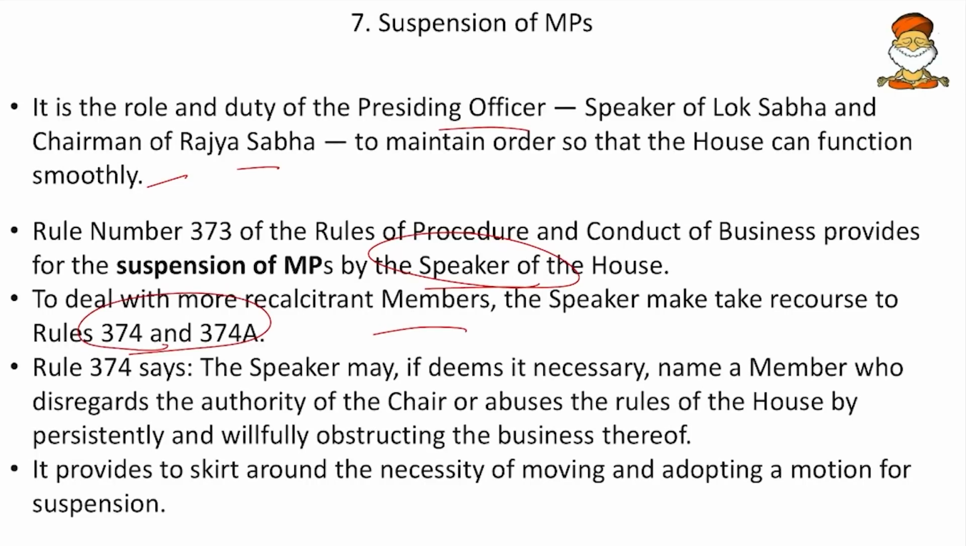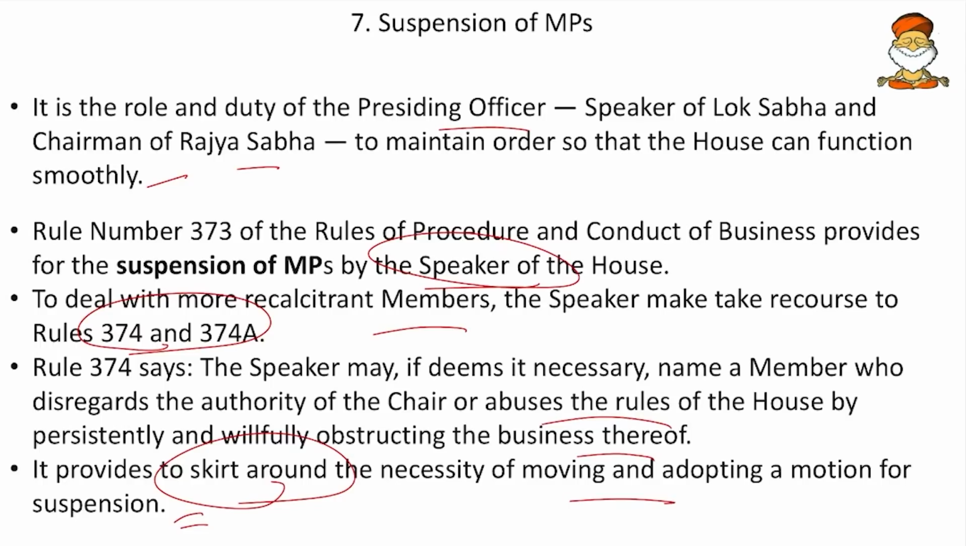What Rule 374 says is that the Speaker may, if deemed necessary, name a member who disregards the authority of the chair or abuses the rules of the House by persistently and willfully obstructing the business thereof. And for them, they can skirt around. Skirt around means they can suspend, or they can forcefully send him out, or they can call the security guards and ask them to take him out. And any other necessary punishments can be given to those who obstruct.